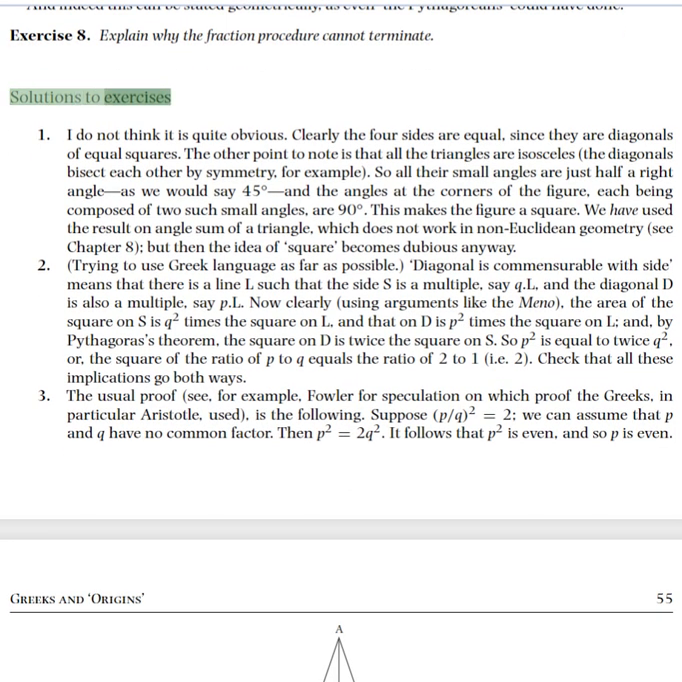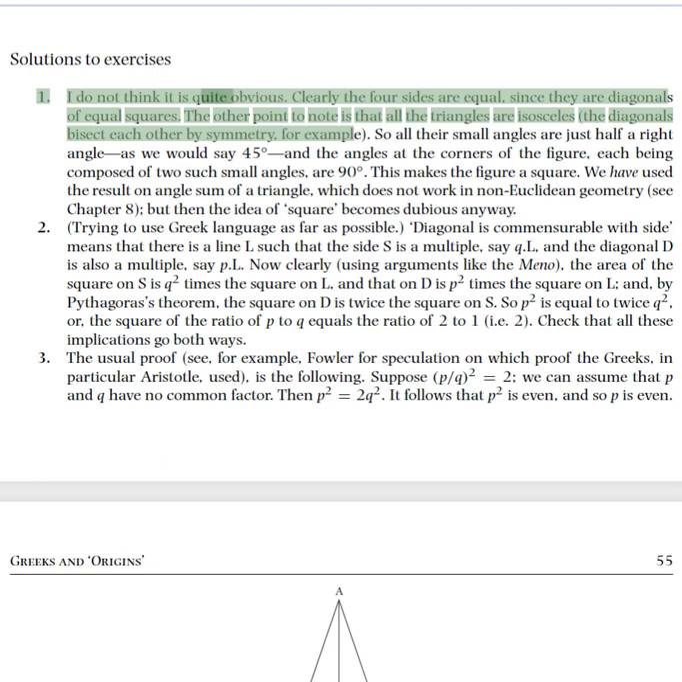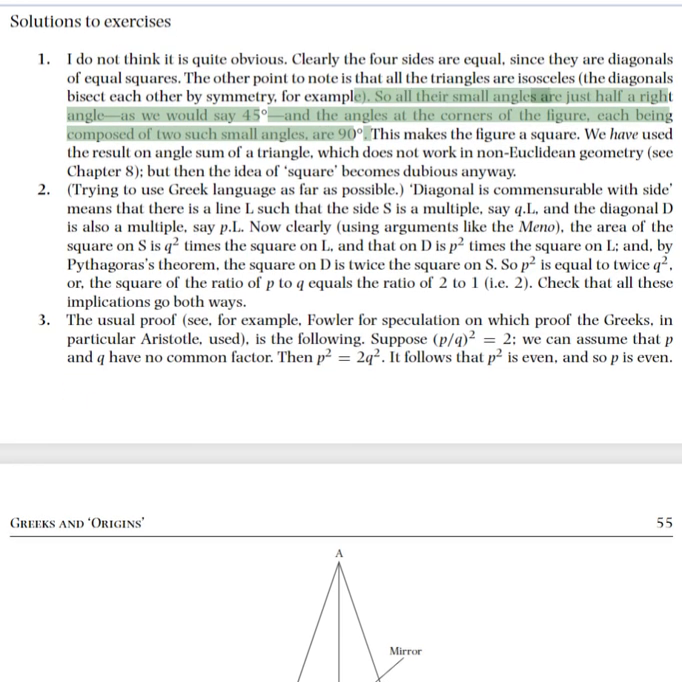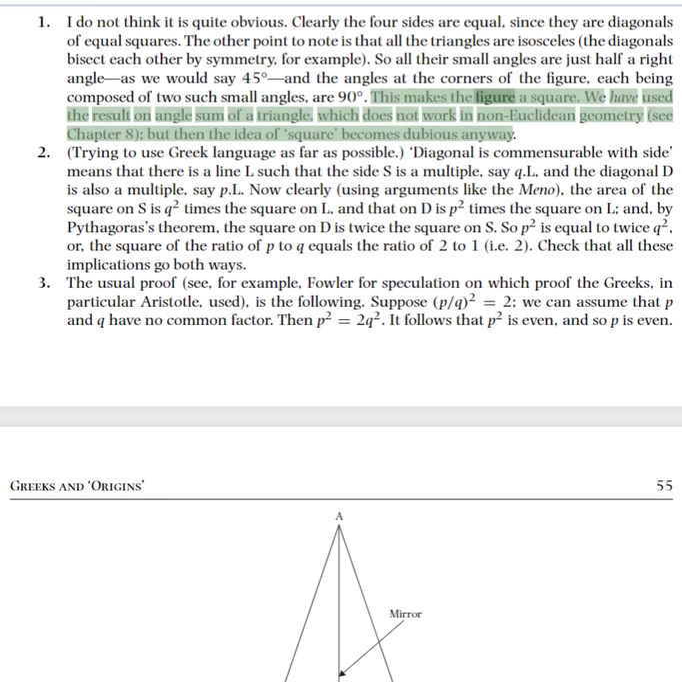Solutions to exercises. 1. I do not think it is quite obvious. Clearly the four sides are equal, since they are diagonals of equal squares. The other point to note is that all the triangles are isosceles. So all their small angles are just half a right angle, as we would say 45°, and the angles at the corners of the figure, each being composed of two such small angles, are 90°. This makes the figure a square. We have used the result on the angle sum of a triangle, which does not work in non-Euclidean geometry, but then the idea of square becomes dubious anyway.